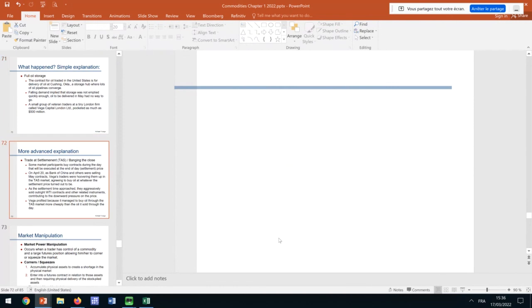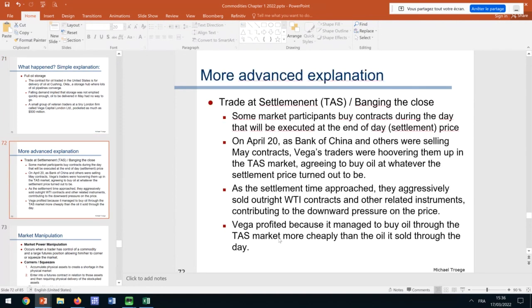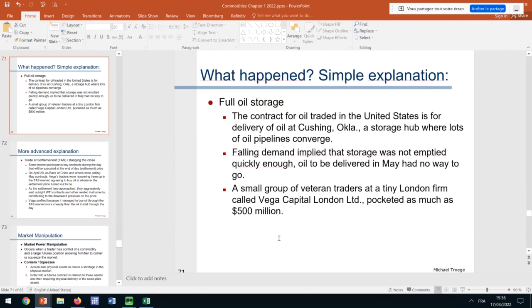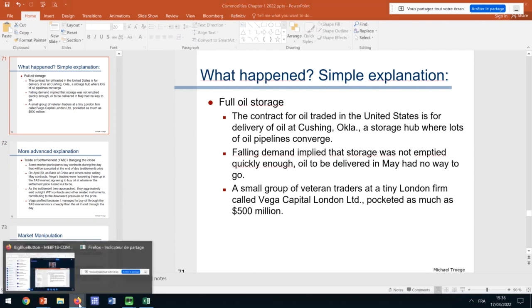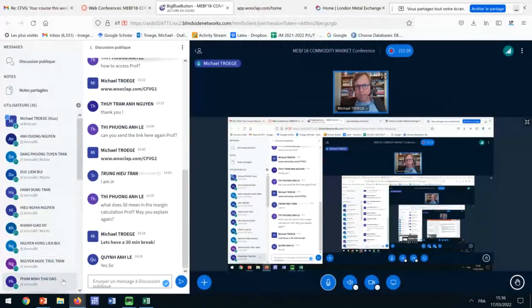There are some theories of how this works in detail, and it's about the end-of-day price and the within-the-day price. It's a complicated story, but for our purpose it's enough to know that this was probably an intentional manipulation of the oil price, and some people made a lot of money from it.